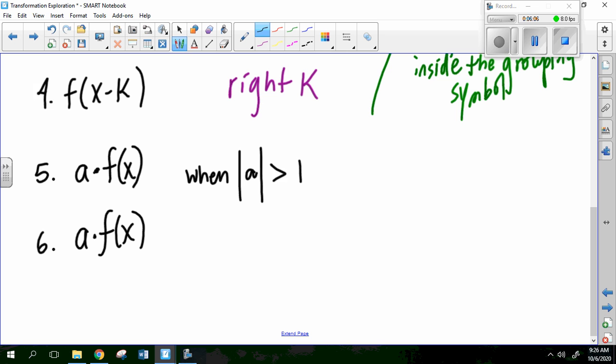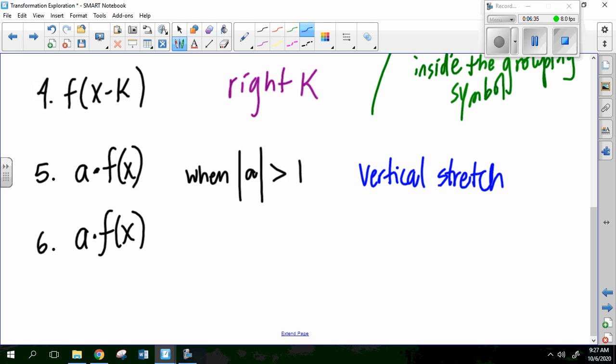What did all of the ones that had a number in front that was bigger than 1 do? Did they get wider or skinnier? Look back at your exploration. The ones that had a number multiplied in front that was bigger than 1, it got skinnier. We call that a vertical stretch.